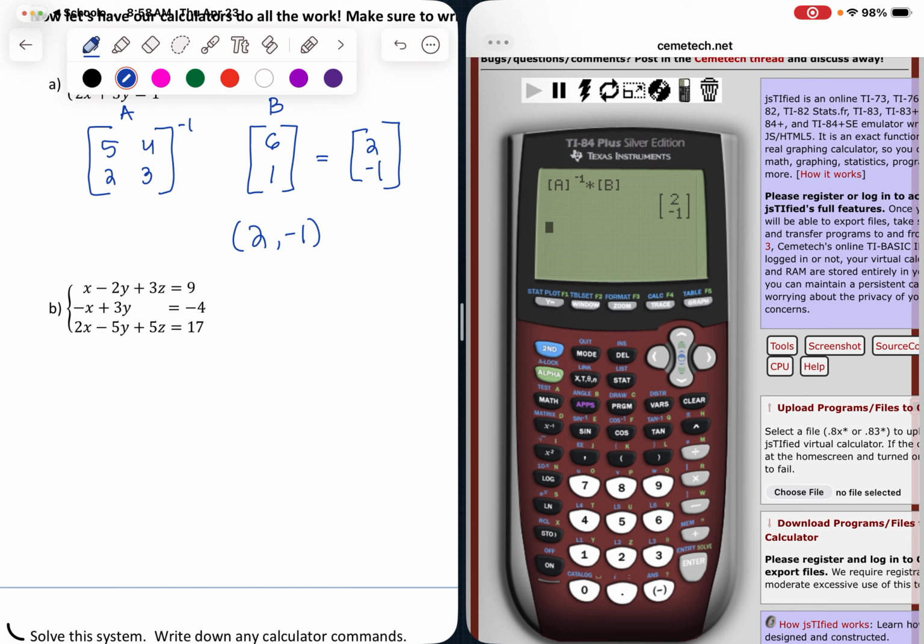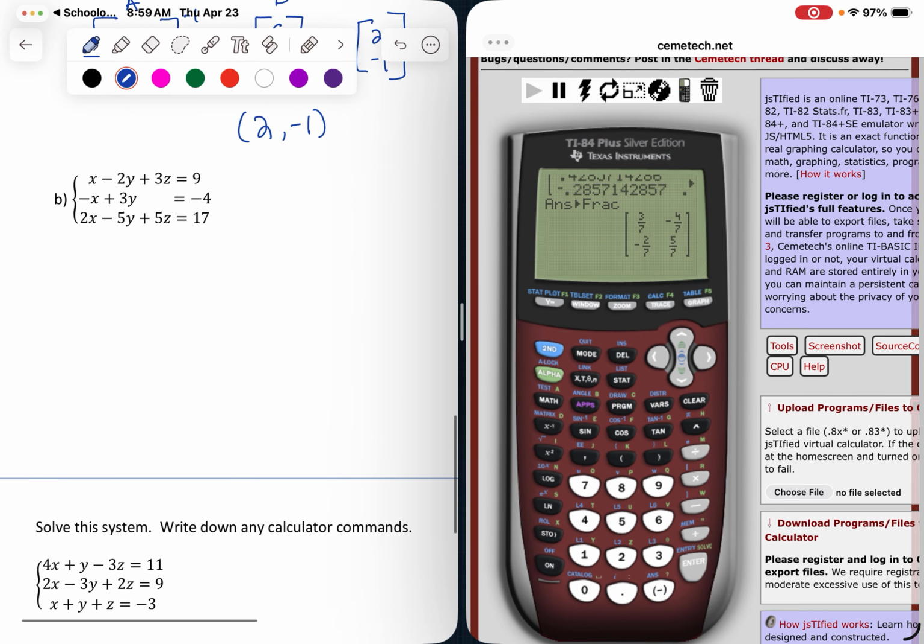Also, if you just needed the inverse, right? If I just needed the inverse, I could delete this and delete this. And if I did A inverse, it would tell me these decimals. But if I hit math, enter, enter, it would turn them into fractions for me. 3/7, -4/7, -2/7, and 5/7.